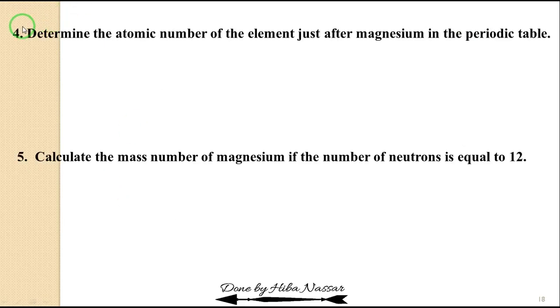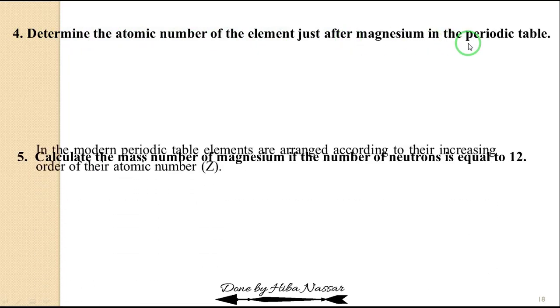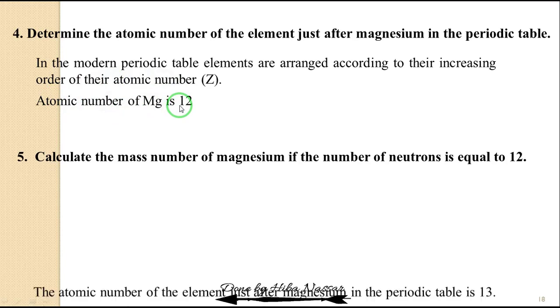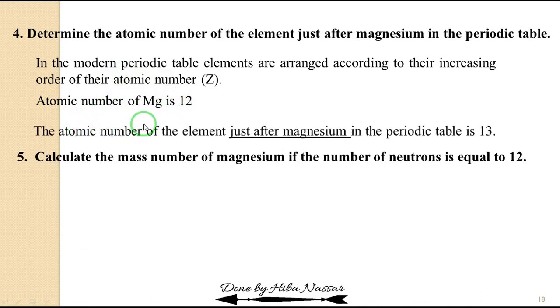Now question number 4, determine the atomic number of the element just after magnesium in the periodic table. Looking at the periodic table, you can say that elements are arranged in increasing order of their atomic number, Z. Given that the atomic number for magnesium is 12, we can say that the atomic number of the element just after magnesium in the periodic table is equal to 13.